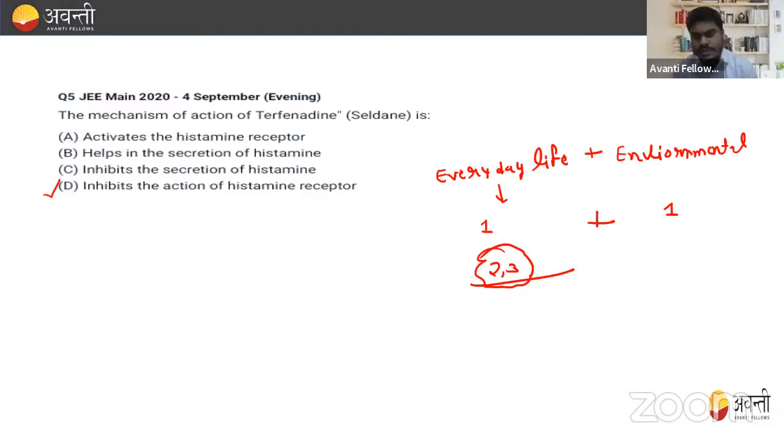Many students make one mistake, they leave these chapters, thinking, let's leave everyday life, leave environmental chemistry, we will do them later. But this is the biggest mistake, because these chapters are very easy, and you should try to take these 8 to 12 marks from these chapters. You just have to give 1 hour for each chapter, and you are able to get the 12 marks. So it is a very easy task to get 8 to 12 marks from these chapters. I hope I am very clear on this.